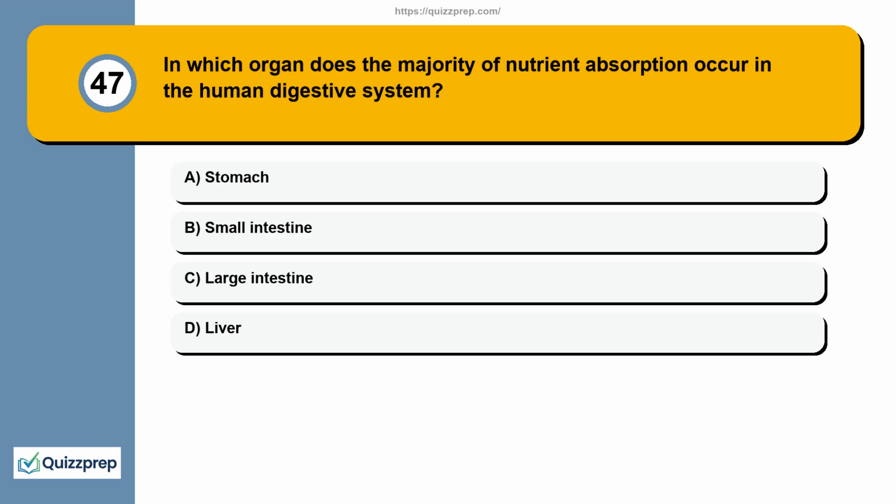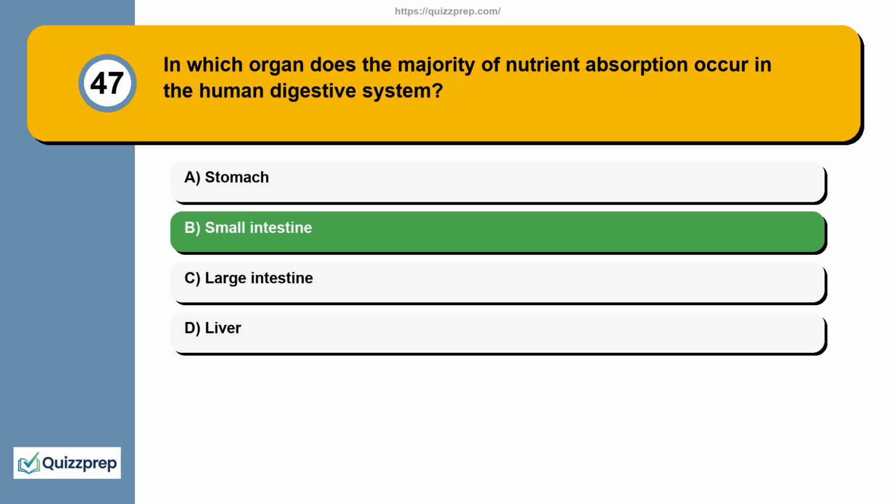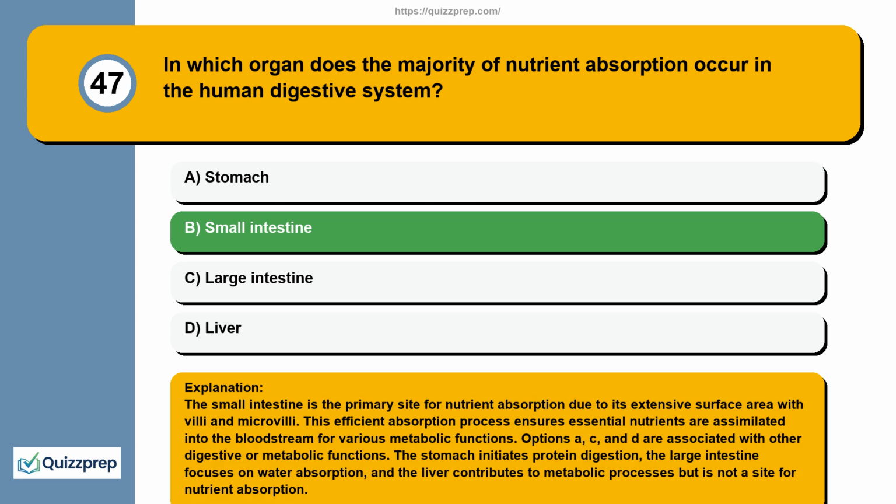Question 47. In which organ does the majority of nutrient absorption occur in the human digestive system? Stomach, small intestine, large intestine, liver. The small intestine is the primary site for nutrient absorption due to its extensive surface area with villi and microvilli. This efficient absorption process ensures essential nutrients are assimilated into the bloodstream for various metabolic functions. Options A, C, and D are associated with other digestive or metabolic functions. The stomach initiates protein digestion, the large intestine focuses on water absorption, and the liver contributes to metabolic processes but is not a site for nutrient absorption.